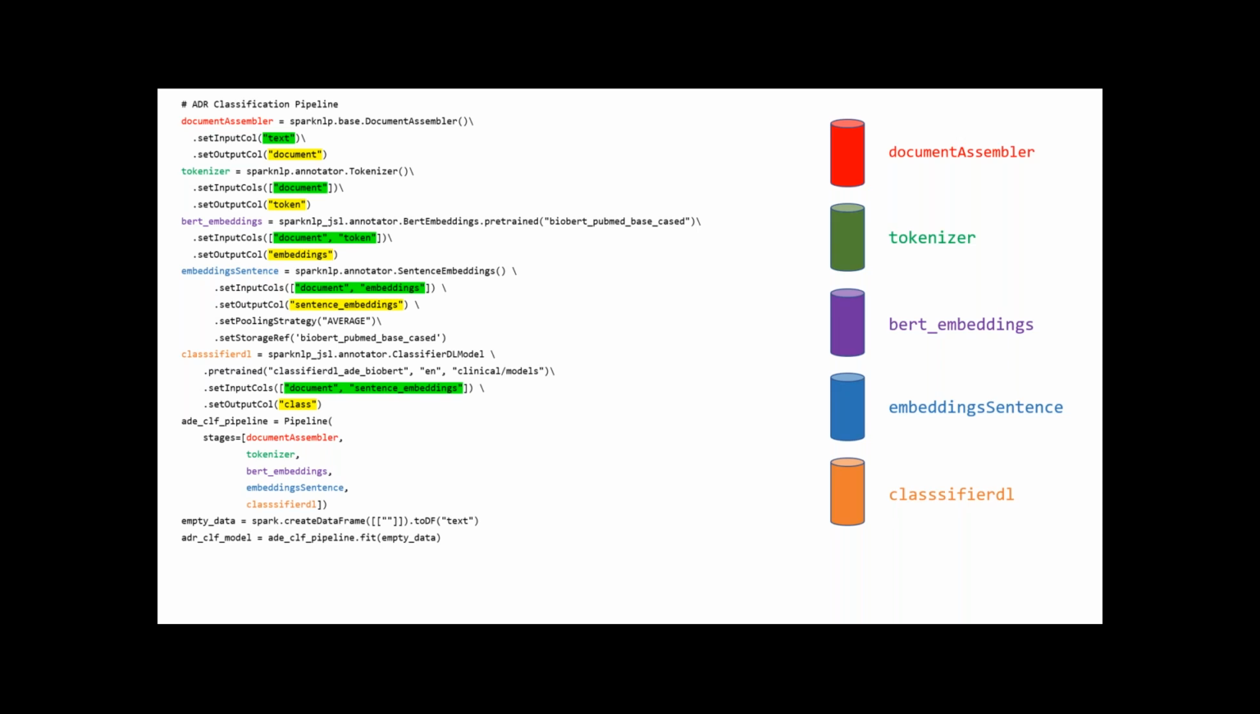For every component, you can see here in green and in yellow, every component in a pipeline will have an input and will produce an output. In the first one, the document assembler, the input is text, and the output in red is the document. In the next component, the tokenizer, we have the document as an input and the token as an output. Then the next one, the BERT embeddings, will have 2 inputs, the document and token, and will produce an output, embeddings. This is how it works. It's always the same structure.